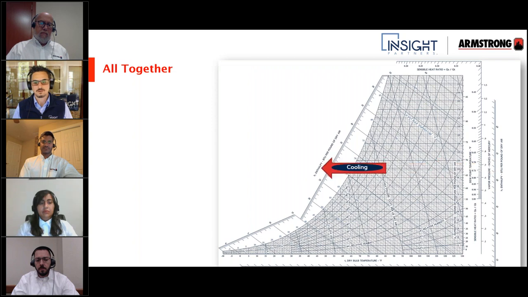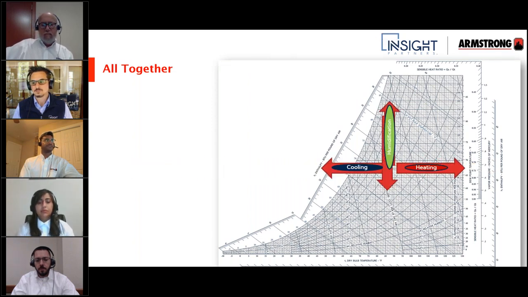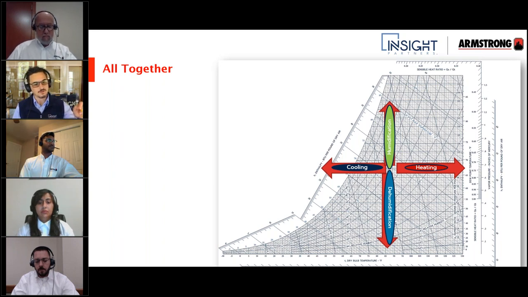So all together: cooling, heating, humidification, dehumidification. And if you're new and you have a psych chart printed out, you might want to draw some arrows off to the side or something, just as a reminder.